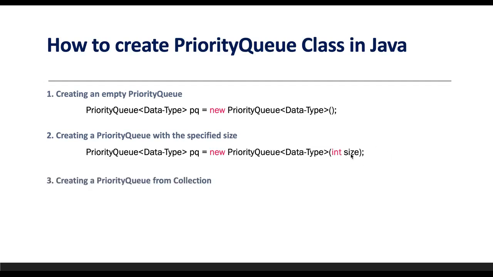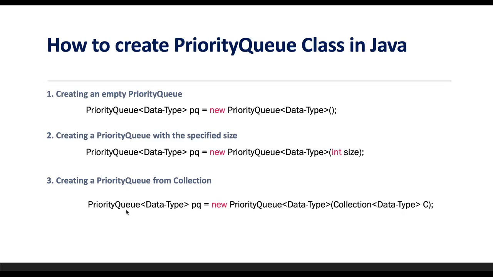The third way is that we can create the priority queue from a collection also, similar to ArrayList or LinkedList. A priority queue can be created with the help of an existing collection. We can write something like PriorityQueue, data type, object equal to new PriorityQueue, then the same data type, and here we can provide the list of the collection. So this priority queue is going to be created, and it is also going to be initialized with the values which we provide here as part of the collection list.